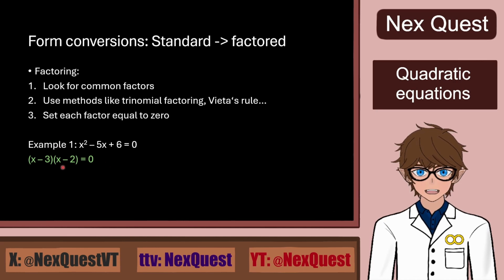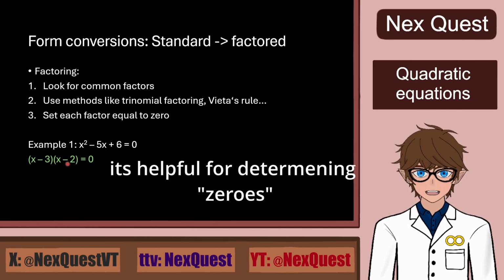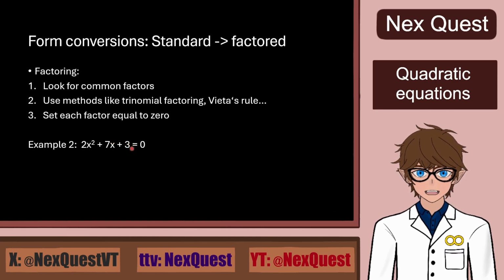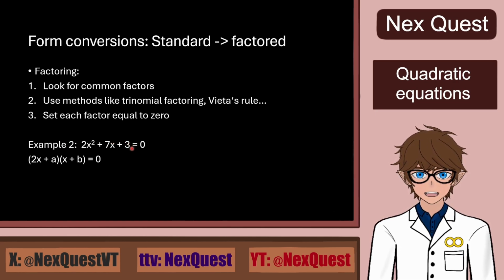Even if this one is equal to 17 million, doesn't matter, as long as one is 0. That's all we want to have. Okay, for example number 2, we have 2x squared plus 7x plus 3 is 0.